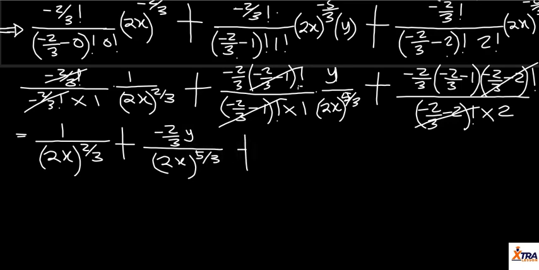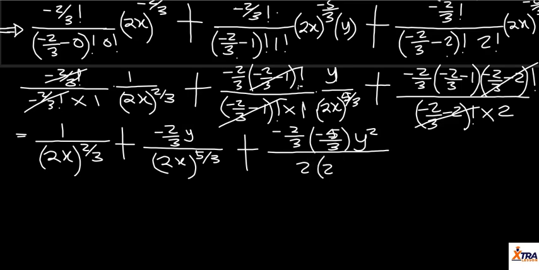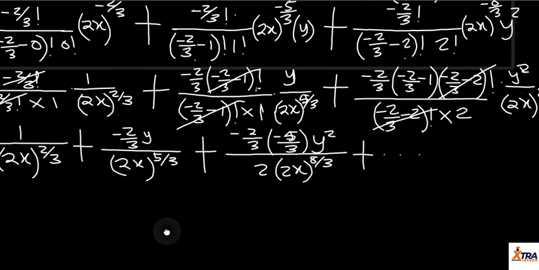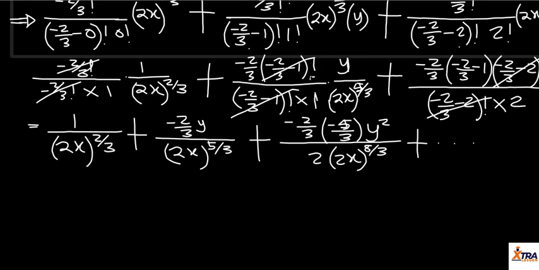The next term, after this have cancelled, then we'll have minus 2 over 3 minus 1 here, which will be giving us minus 5 over 3 y squared. Now this one will be left to y squared and then divided by 2 times 2x raised to the power 8 over 3. To show the other terms that we have not included in this equation. So moving on, we know from here we can easily say that this is 2x raised to the power 2 over 3.